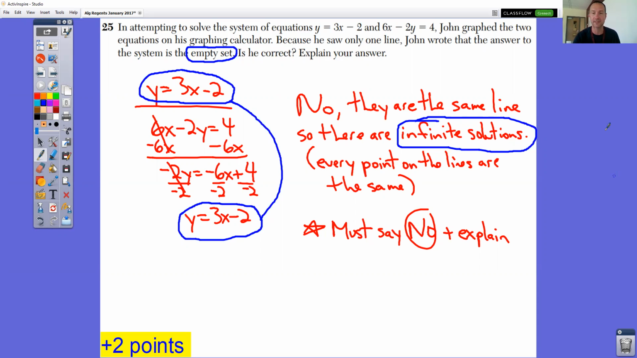So in this one, is he correct? You have to answer the question by saying no. And then you have to say that they are infinite solutions, not no solutions or the empty set, because every point is exactly the same.